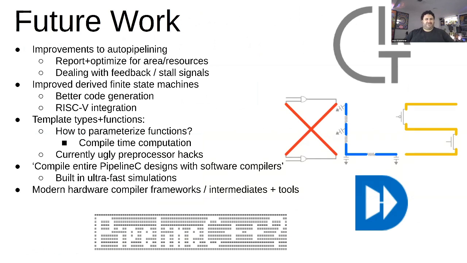The finite state machines being derived, there's a whole boatload of work to be done there. That's a pretty experimental new feature. Of course, general language things like supporting better types and parameterization. You want to get from C to C++, you might want to say.